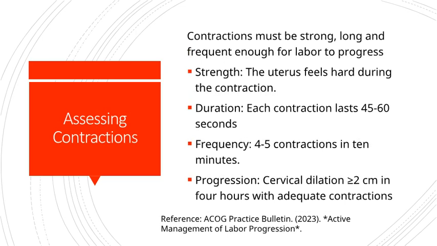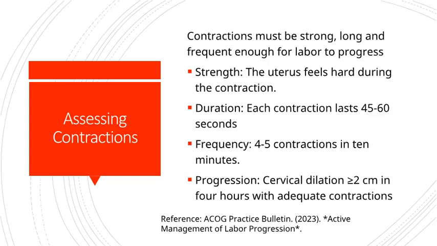Assessing contraction adequacy is part of active labor management. Contraction strength is assessed by feeling if the uterus is hard or firm in the middle of the contraction. Contractions causing labor to progress usually last 45 to 60 seconds. 4 to 5 contractions should be occurring in 10 minutes. With adequate contractions, the cervix should dilate 2 or more centimeters in 4 hours. Meeting these criteria indicates that labor is progressing normally. If labor is not progressing and contractions are not as strong, long, or frequent as described here, then augmenting labor can help progress.